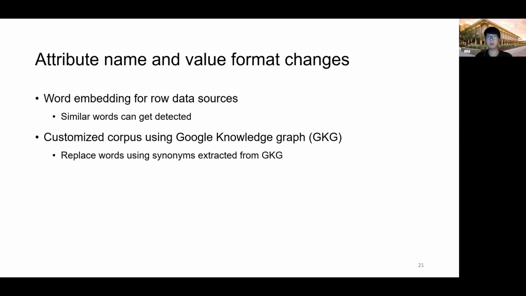To seamlessly handle the evolutions in attribute names and value formats, we further utilize word embedding to represent the text values so that semantically related words are assigned close embedding vectors. In addition, we automatically augment the training data by replacing words using synonyms extracted from the Google Knowledge Graph to better handle similar words. Next, we will describe these approaches in more detail.